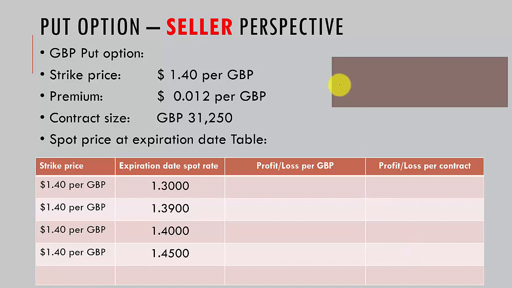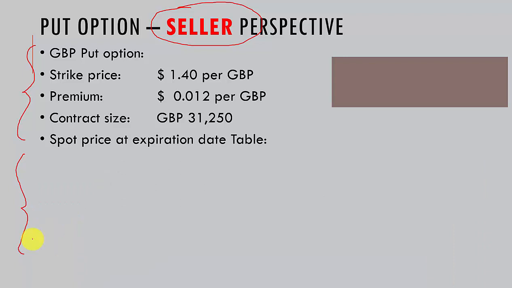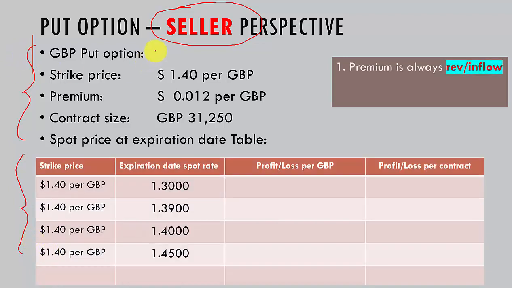Okay, so in this video, we will look at the option contract from the seller perspective. The same contract we analyzed before, the same table we analyzed. Before doing the math, I want to remind you of a few things. First of all, for the seller, the option premium is always revenue or inflow.